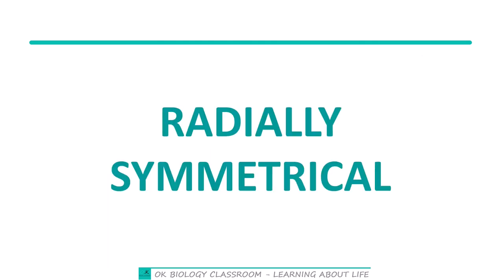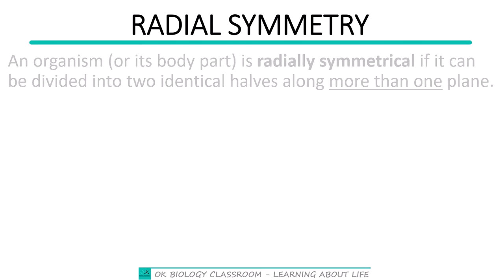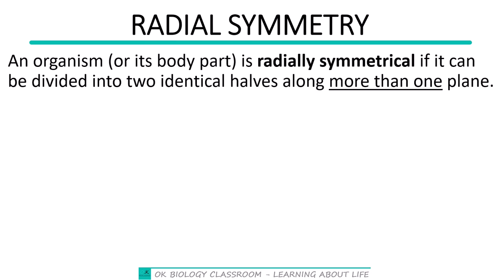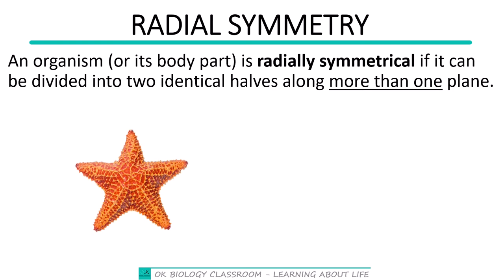Now let's go to radially symmetrical organisms. An organism or its body part is radially symmetrical if it can be divided into two identical halves, but along more than one plane. So here we are looking at along more than one plane, right? The fact that it can be divided into two identical halves means it shows symmetry. But if it is radial, then it means that should be done along more than one plane. So let's look at an example like the starfish.